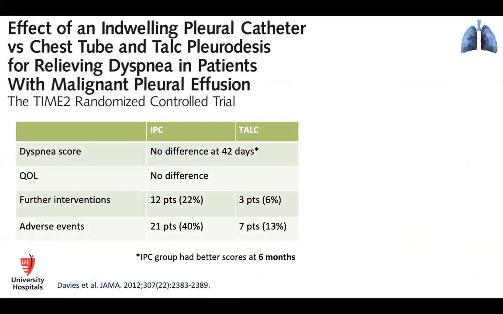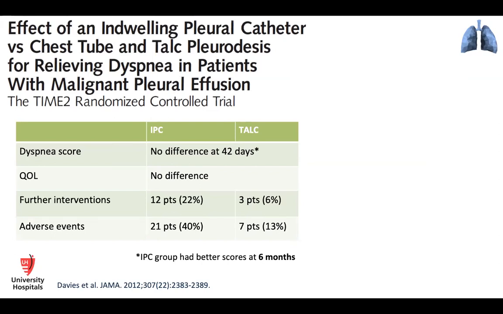There was no difference in quality of life. However, patients who had an indwelling pleural catheter had significantly more interventions compared to folks with talc. And this is because of catheter clogging, catheter infection, catheter dislodgement. And the adverse events in the IPC group were also significantly higher.